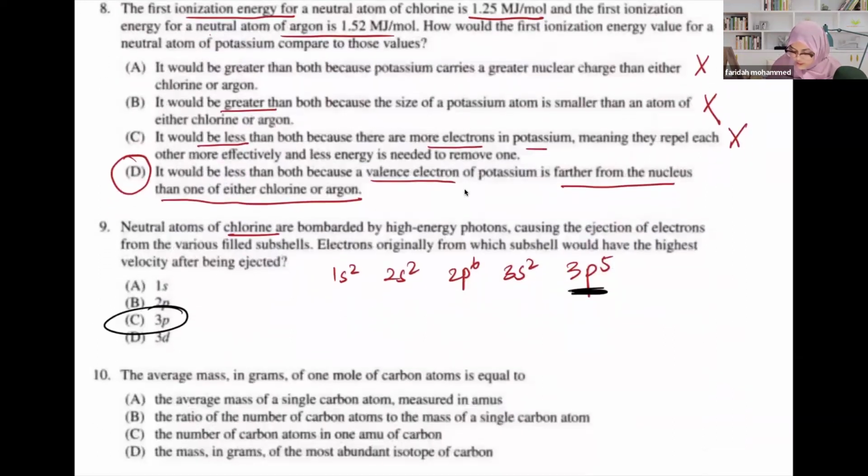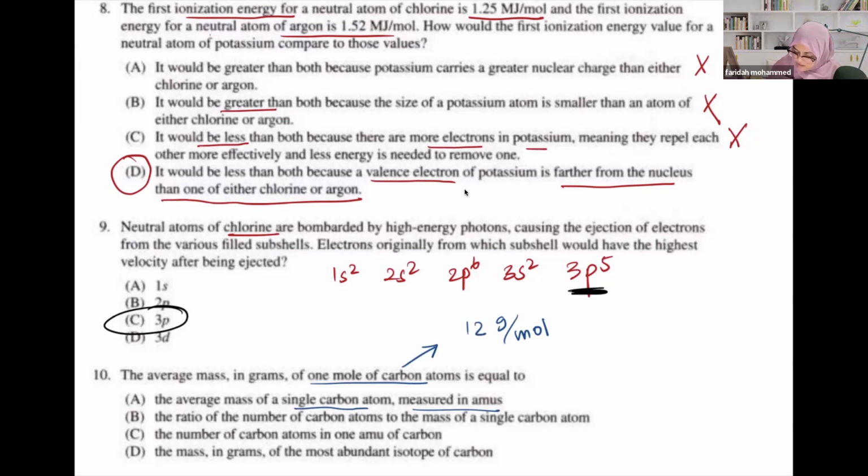And the last question, the average mass in gram of 1 mole of carbon is equal to, so this is a definition. Okay, so 1 mole of carbon, it has 12 gram per mole, right? So the average mass of a single carbon atom measured in AMUs. That is right. This is the average mass.